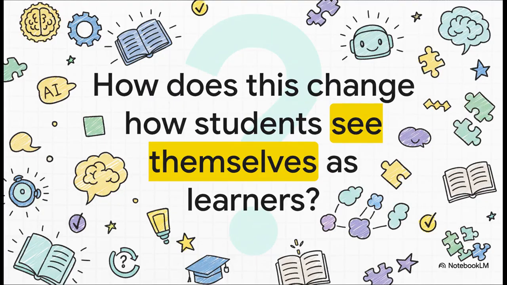You see, this whole strategy isn't really about the AI in the end. It's about using the AI to rebuild a student's entire relationship with learning. And that leaves us with a final thought to chew on. When a student goes from feeling frustrated and lost to feeling capable and engaged, how might that change not just their grades, but how they see themselves as a learner for the rest of their life?